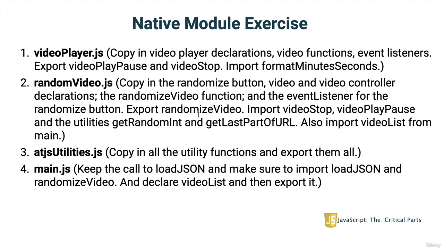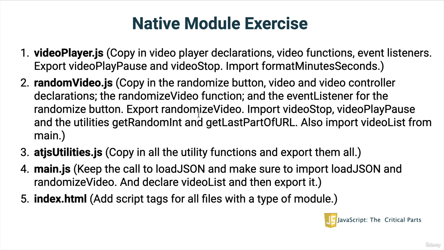You'll need those. And then, as I said earlier, you want to declare video list, and then you want to export it. So declare video list, set it equal to an empty array. The load JSON function will load that array, but basically you want to export it so that randomvideo.js has access to that list of videos. Finally, the last thing you want to do is inside of index.html, you'll need to add the script tags for all of the files, and then make sure you put a type of module for all of those script tags.